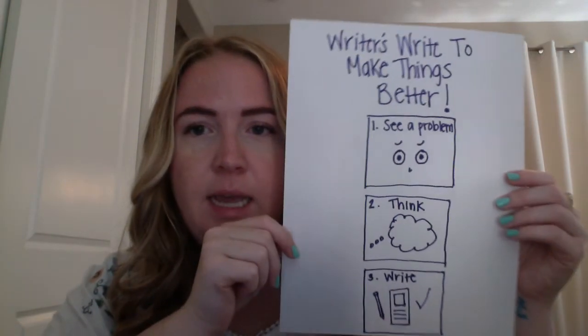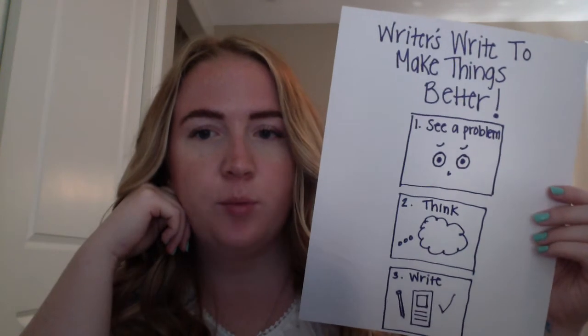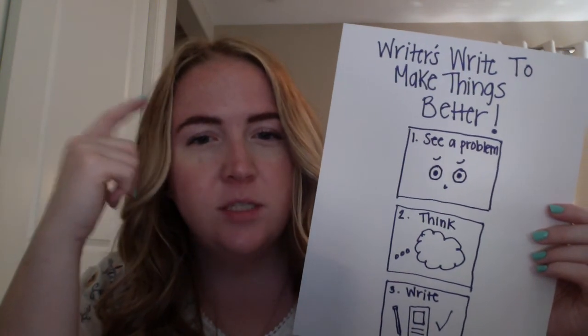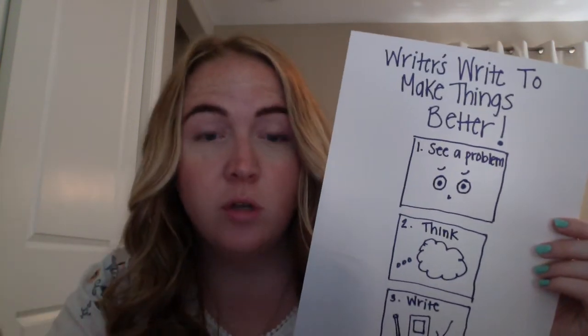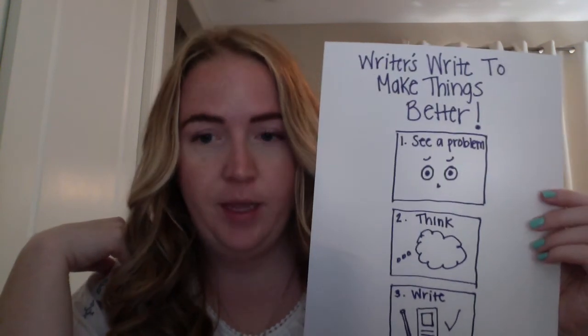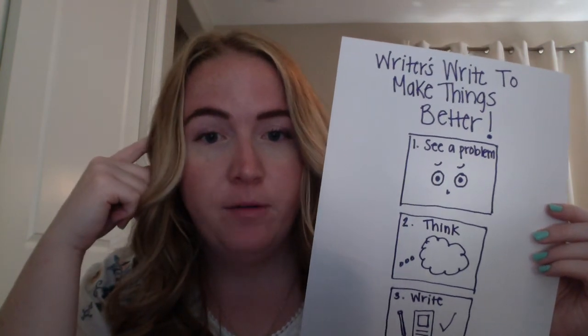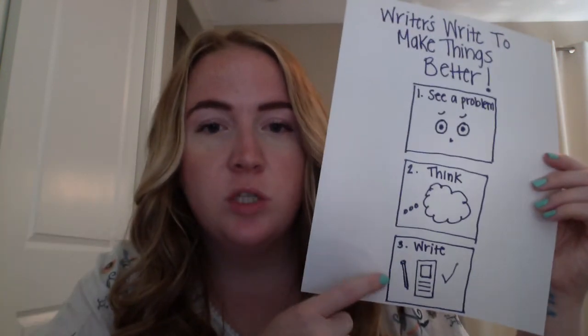So, first, I want to show you that writers write to make things better by, here's our little new checklist, and it says writers write to make things better. Step 1, we have to see a problem. So this face is thinking about a problem. What is not going right in our world, at our school, in our community? Think about something. And then, step 2, we want to think about ways we could make it better. What ways could we make that problem better? And then we want to write about it.